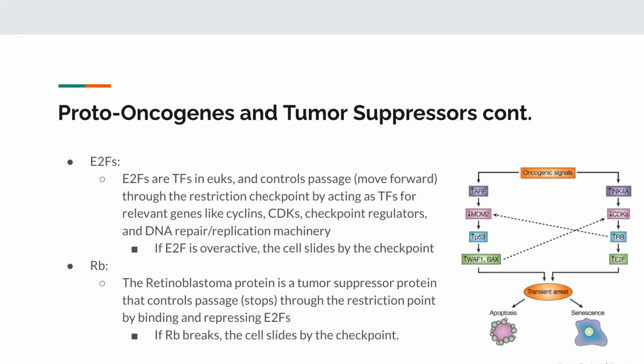If E2F is overactive, it can become an oncogene instead of a proto-oncogene, and the cell can kind of slide by a checkpoint when it shouldn't.